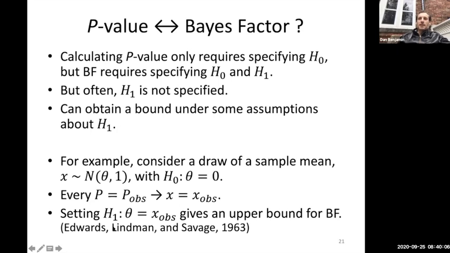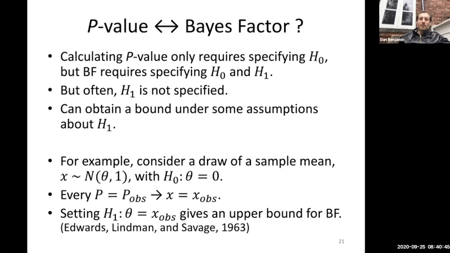If we then say that our alternative hypothesis is whatever we actually got, we're going to set our theta equal to what we got, that will give us an upper bound for the Bayes factor, because this is cheating. We're going to use our data to say what our alternative hypothesis is. That's giving the best possible case for the alternative hypothesis. We're going to calculate the Bayes factor based on the alternative being what we actually observed.